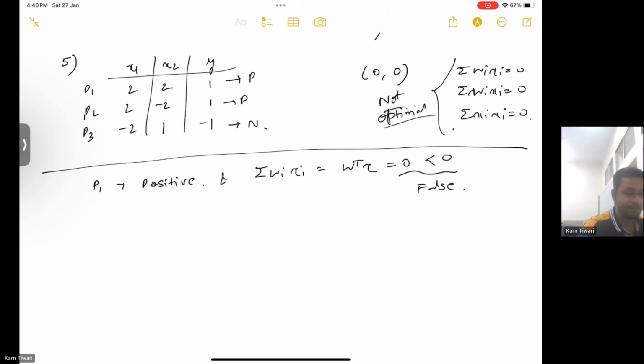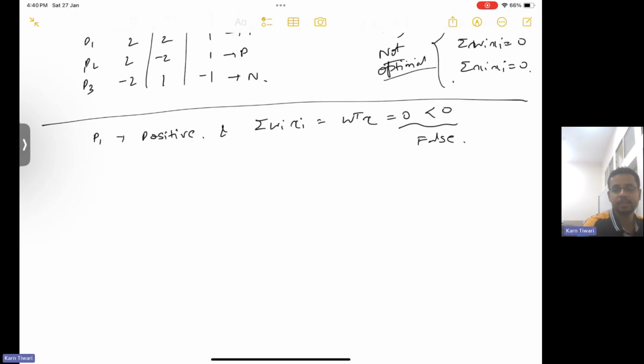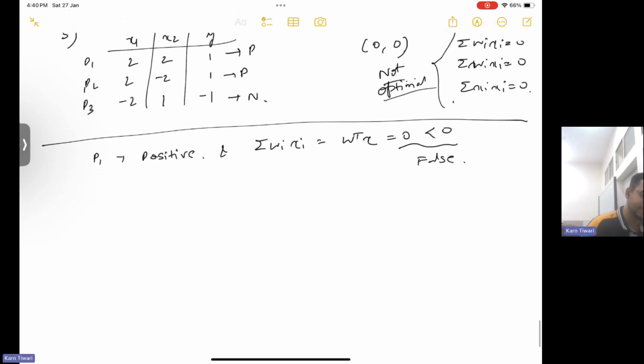One exercise which I will be giving you: just plot it and check whether it's separable or not. Before solving the problem, you should know whether the points are separable or not. Okay. So once this is done, we can't update the weight.